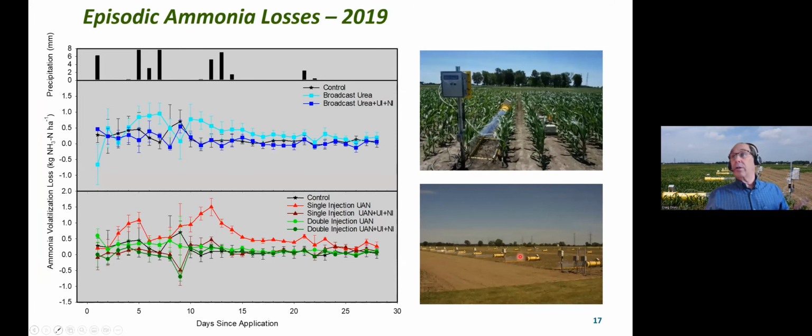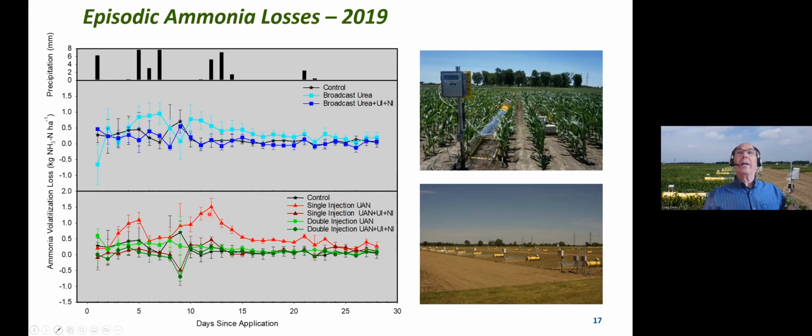We deploy 24 wind tunnels in different reps, with all these treatments applied. This is all done the day of application. Every day we have these wind tunnels to measure ammonia loss: we take air samples at the beginning and at the end, look at the difference, change the traps every day, and we measure ammonia loss throughout the entire growing season. The top ones are broadcast treatments. The bottom are single injection treatments.